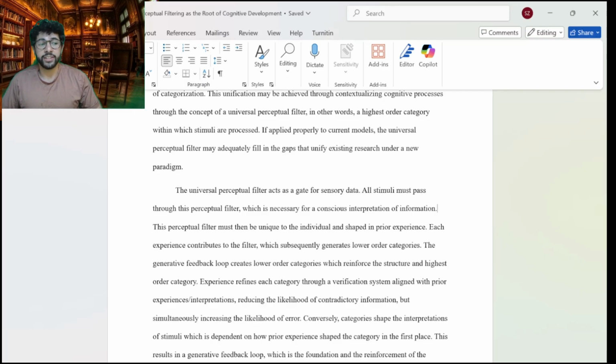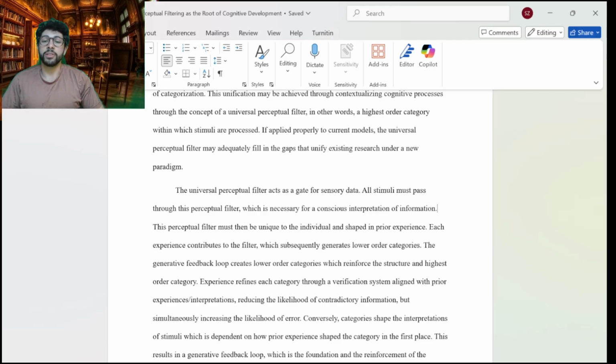I hint at multiple different subsectors of the field in this paper. I hint at cognitive distortions. I hint at information processing. I hint at, well, you'll see. We'll go through it. You'll see everything that I hint at. Perceptual filters. Okay, you get it.